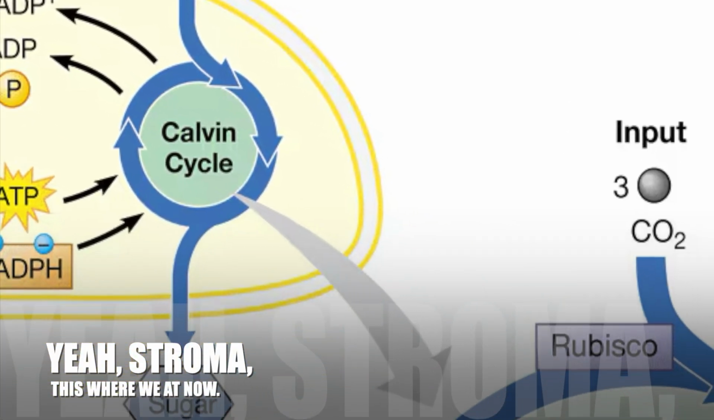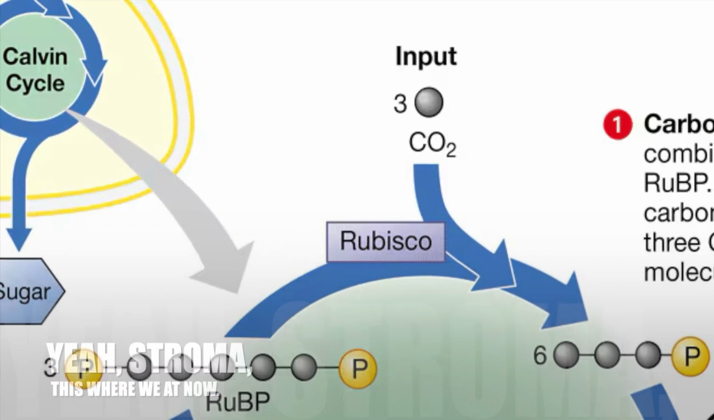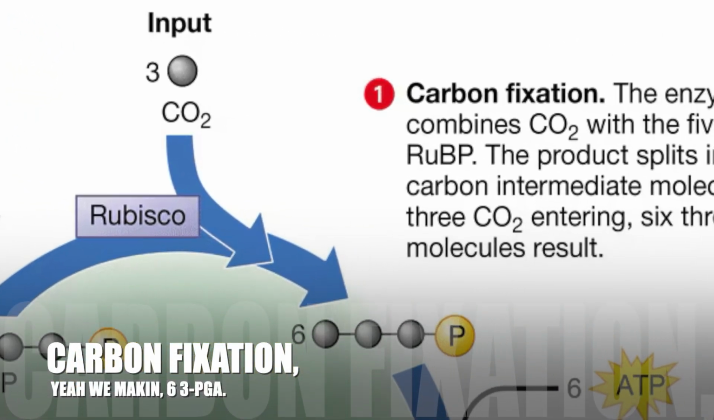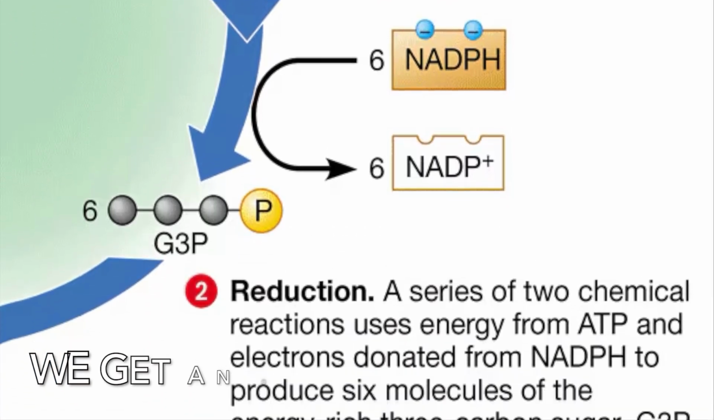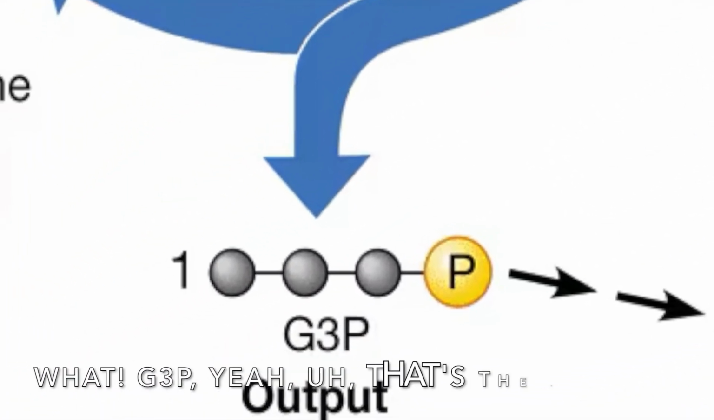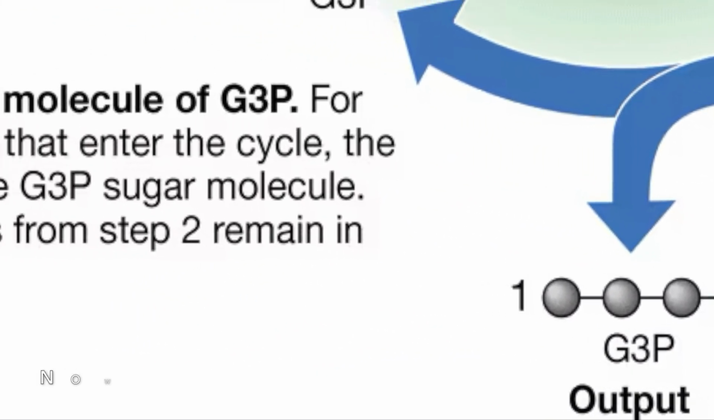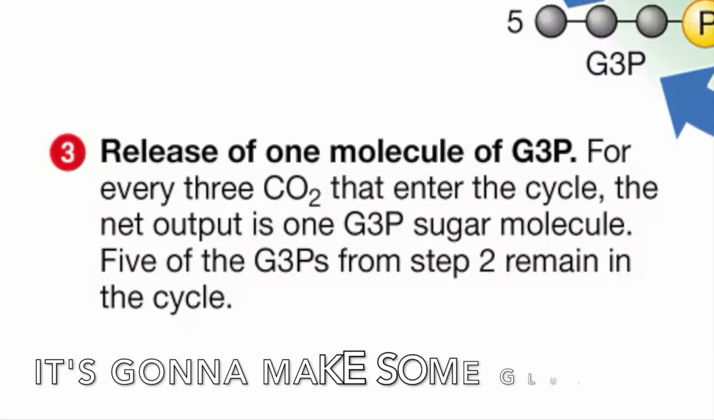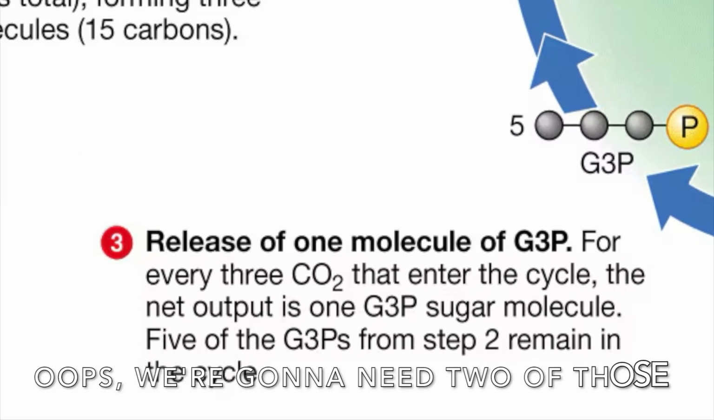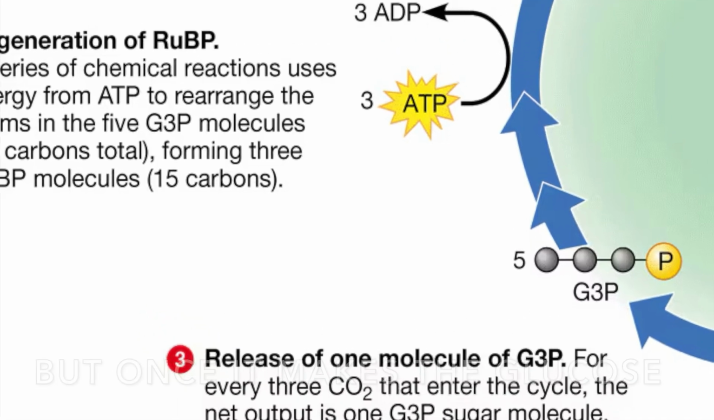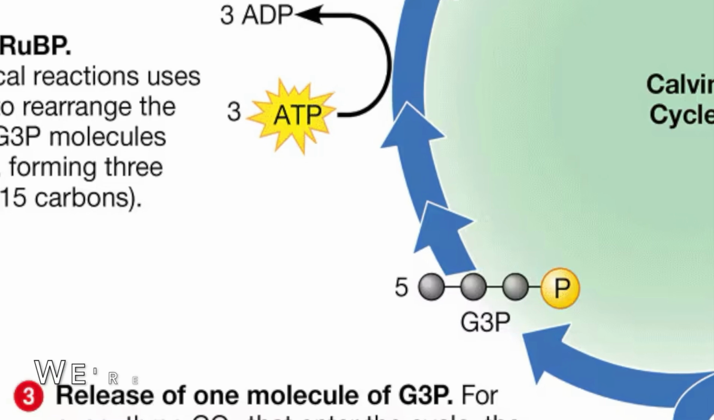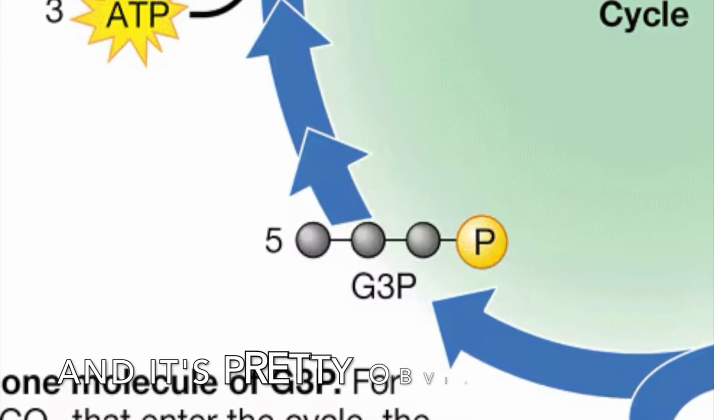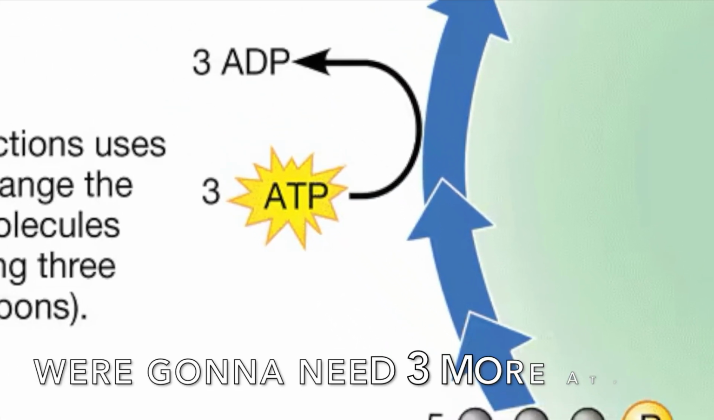Yeah, stroma, it's where we at now. Carbon fixation, yeah, we making 6 3-PGA. And it's true that when we reduce that, we get an output of what? G3P, yeah, that's the release, now it's free. It's gonna make some glucose, oops, we're gonna need 2 of those. But once it makes a glucose, we're gonna regen the ribulose bisphosphate, that is. We're left with 5 G3P, and it's pretty obvious, we're gonna need 3 more ATP.